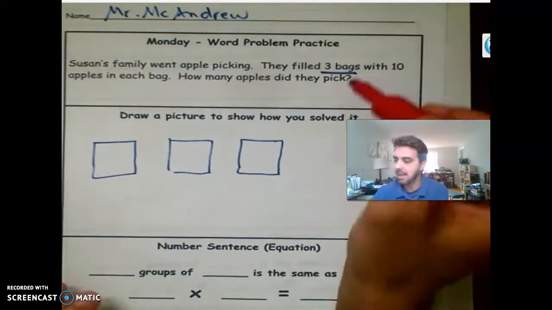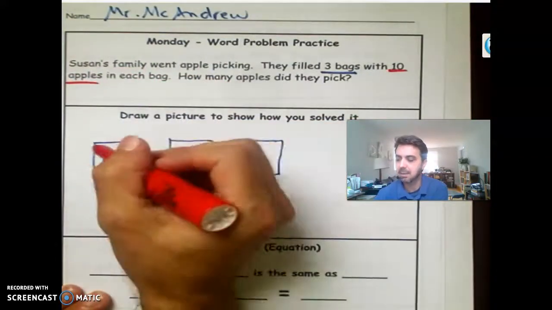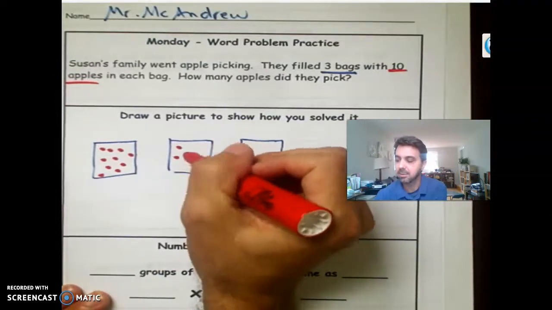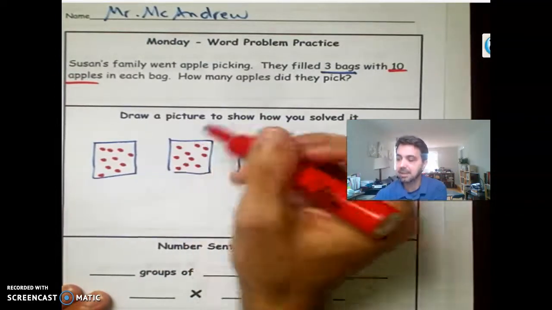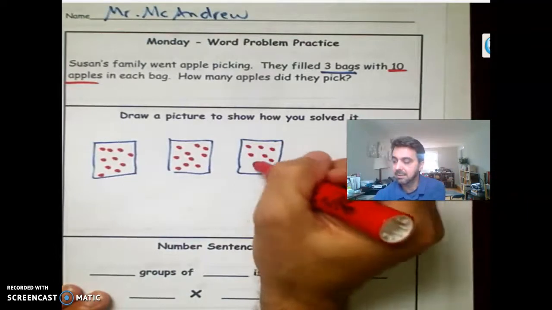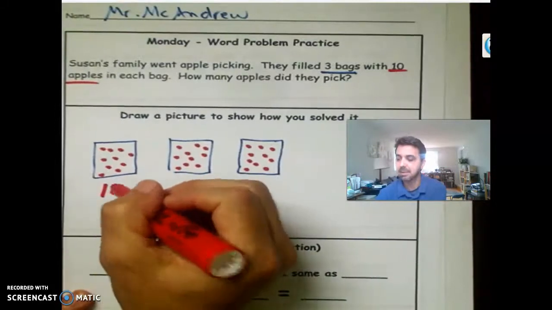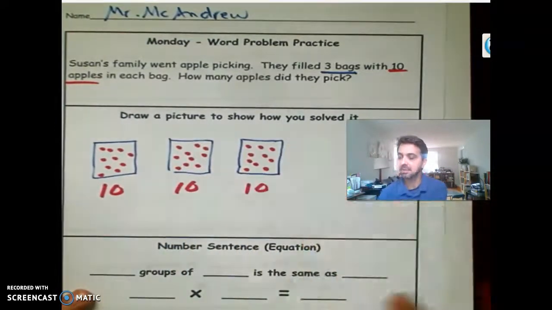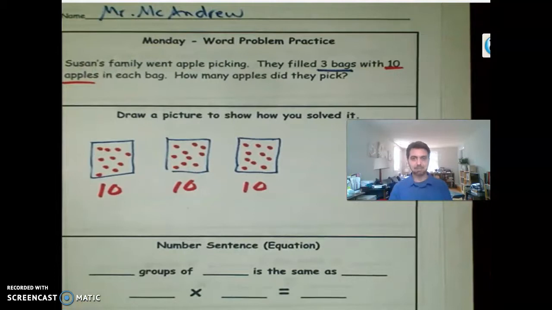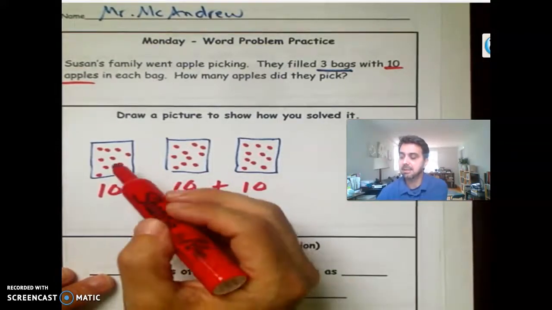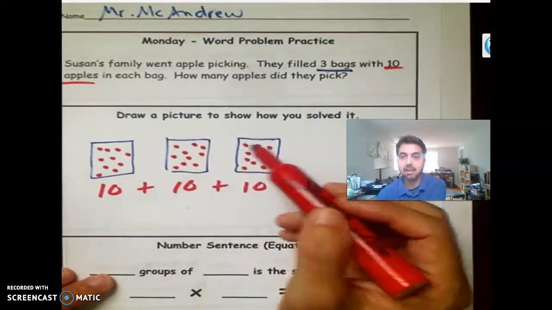So there's 10 apples in each bag. 1, 2, 3, 4, 5, 6, 7, 8, 9, 10 in each of the three bags. So I've got 10 apples here, 10 apples here, and 10 apples here. The question is, how many apples did Susan and her family pick? They were pretty busy. If we add 10 plus 10 plus 10, we get 10, 20, 30.